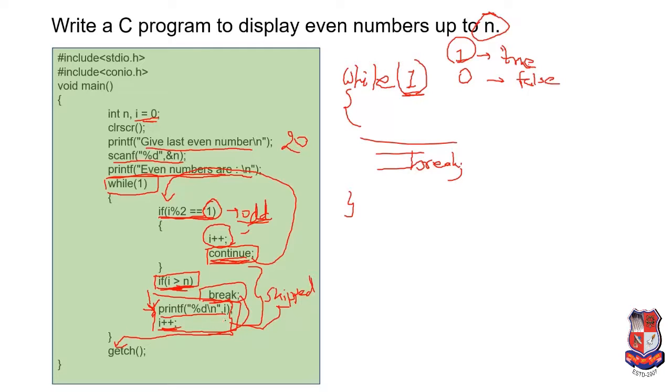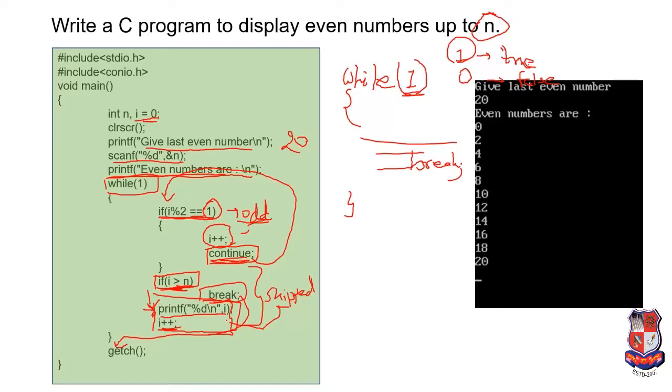I'm executing this program, so the output will be like this. Given the last even number, I'm entering 20 over here, and it will give output like this. Even numbers are 0, 2, 4, 6, 8, 10, 12, 14, 16, 18, and 20. That's it for this example.